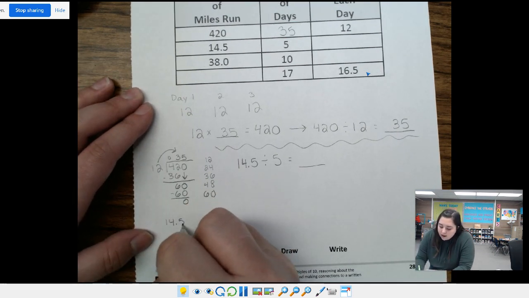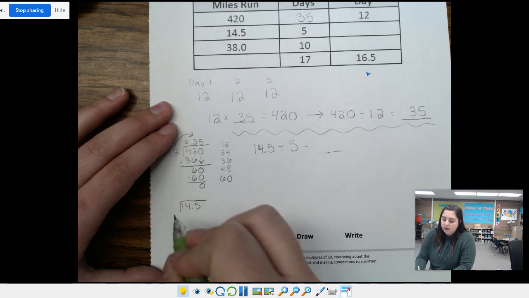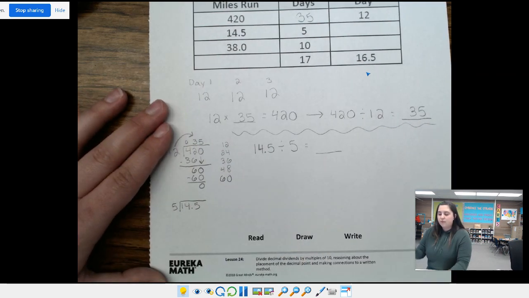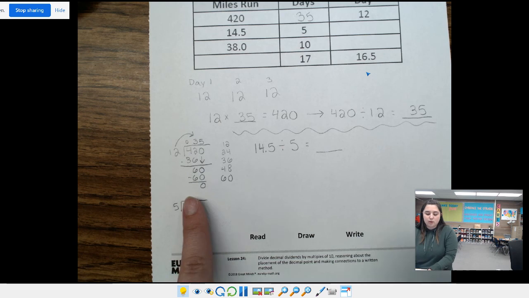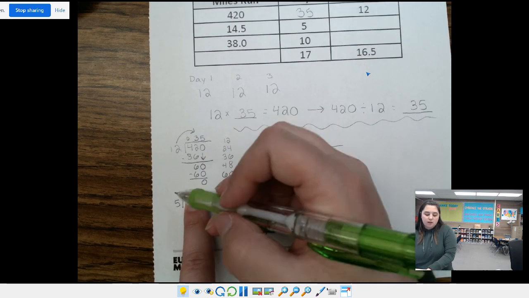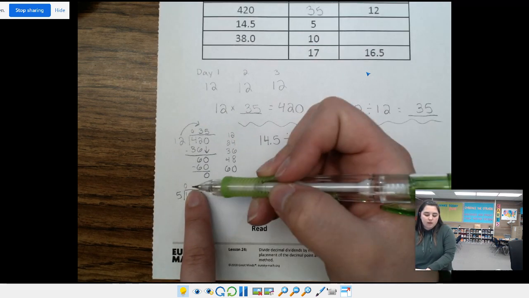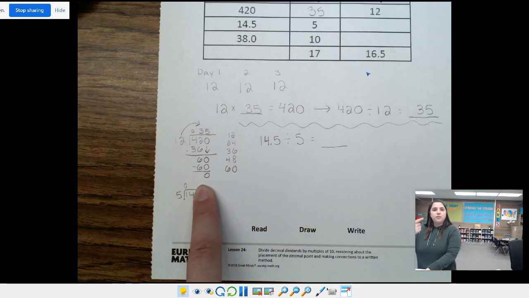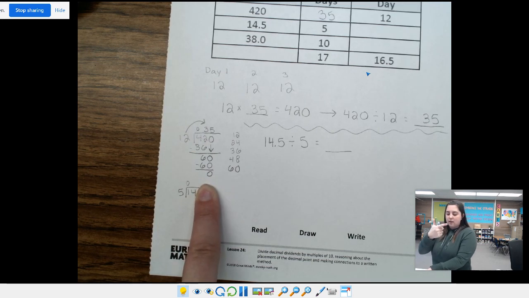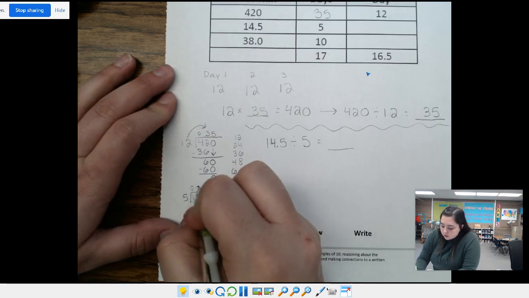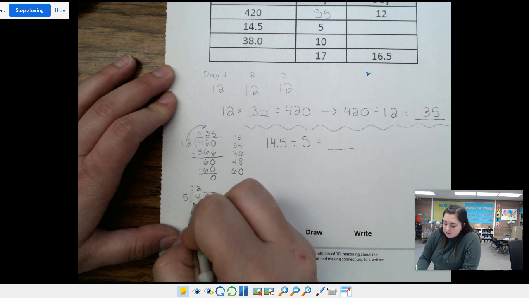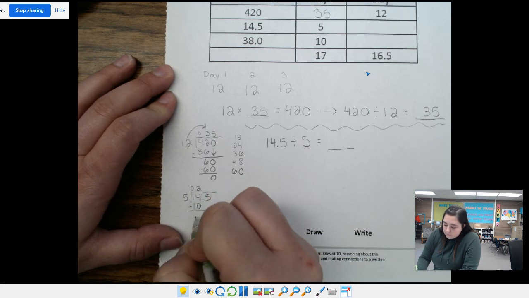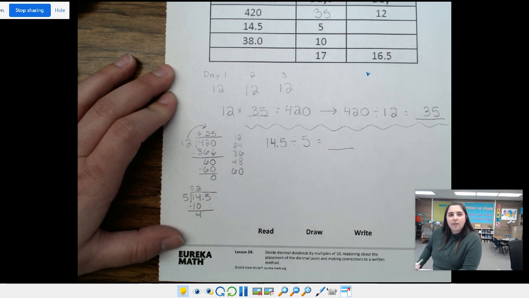14 and a half divided by 5. This is why it's important to write the zeros up top, because now we have a decimal. 5 can't go into 1. 5 can go into 14 though. 5, 10, 15. Oh, 15 is too much. So 5, 10. 2 times, which got me to 10. So when I subtract, I get 4.